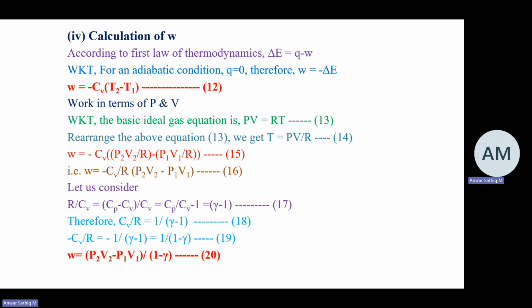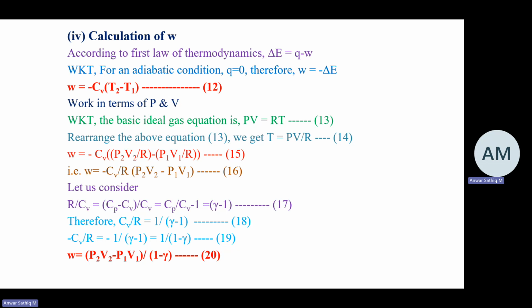Similarly, T1 is equal to P1 V1 divided by R. T2 is equal to P2 V2 divided by R. We know that temperature, volume, pressure, all are state functions. Therefore, we have to consider the definite change between the two definite states. Therefore, the above equation may be written like this: W is equal to minus CV, that is heat capacity at constant volume, times (P2 V2 divided by R, minus P1 V1 divided by R). This is equation number 15.